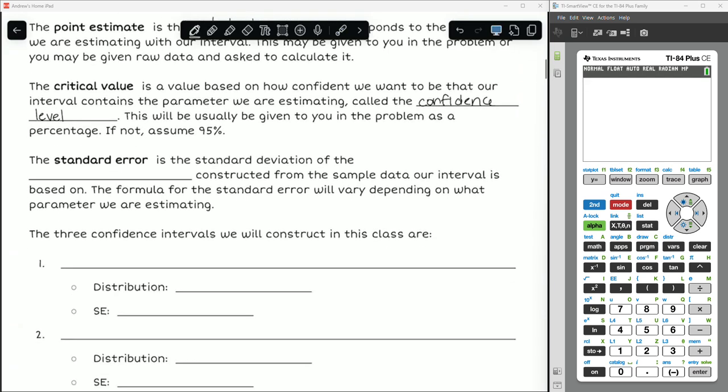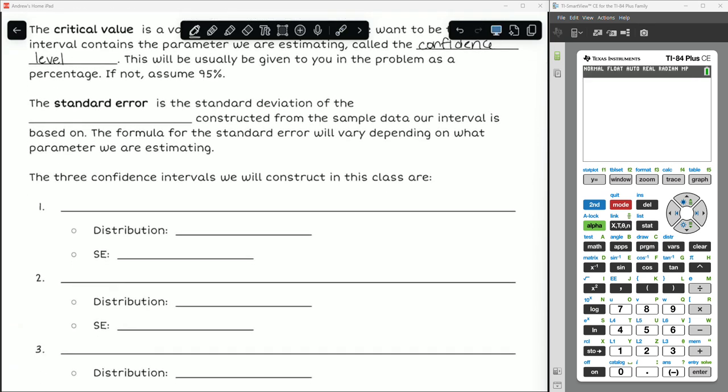The standard error is the standard deviation of the sampling distribution constructed from our sample data. The formula for the standard error is going to vary depending on what parameter we're estimating. So we'll use a different standard error for means than we do for proportions, than we do for standard deviations. We're also going to use different critical values depending on what we're estimating.